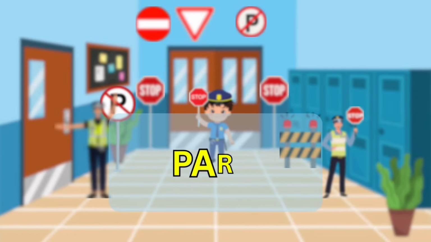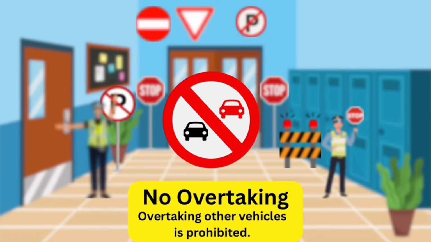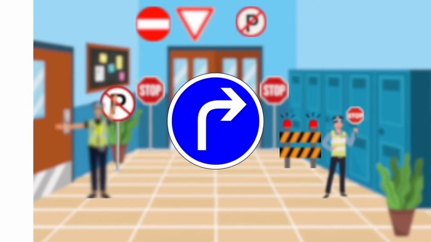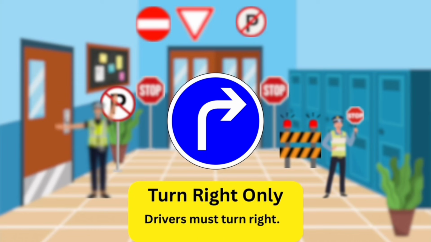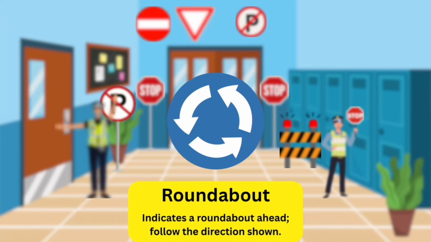Traffic signs, Part 2. No overtaking. It means overtaking other vehicles is prohibited. Turn right only. It means drivers must turn right. Keep left or right. It means it indicates the side on which to pass an obstacle. Roundabout. It means it indicates a roundabout ahead.